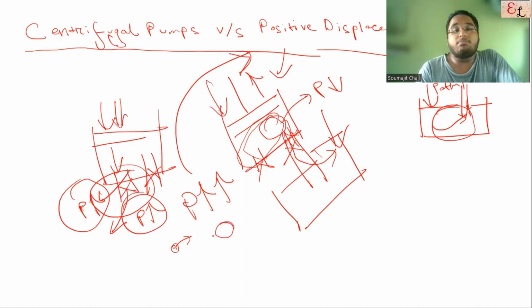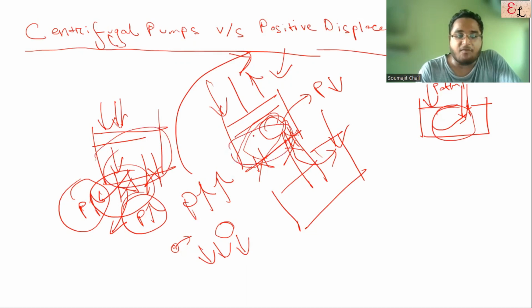Now, but what is the disadvantage of the positive displacement pump? It cannot handle continuous or high capacity. To handle higher capacity, you need to increase the volume within the piston, my friends. And that is a big, big problem. How far will you keep increasing the volume? Moreover, it happens in cycles.